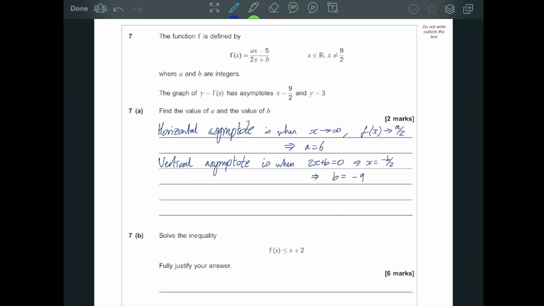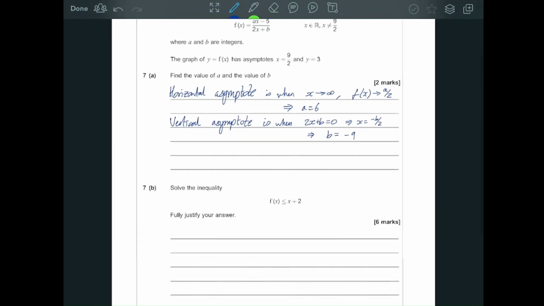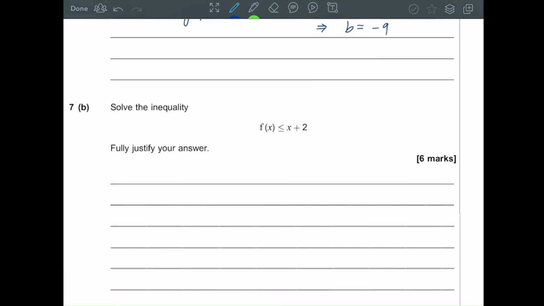7b, solve the inequality. Now, I'm a big fan of using the graphical method to solve any kind of inequality. Here, I'm tempted to use the multiply by the denominator squared. The only thing that's holding me back slightly is we are going to get a cubic. Now, that's not a big deal because we've got our calculators to solve cubics. So let's just do it that way.